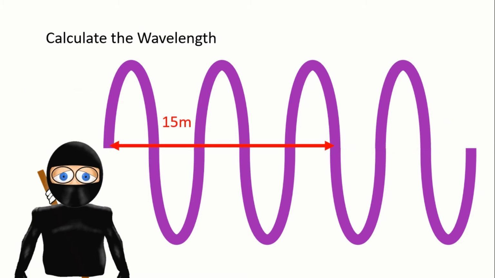Here's another example for you. This one's a little trickier. Again, I'll give you a couple of seconds to have a think, or feel free to pause the video. So we need to know how many waves take up the 15 meter distance. Using our ability to count waves, we see that there's 1, 2, and a half waves that take up 15 meters. This means that the wavelength is 15 meters divided by 2.5, or 6 meters per wave.